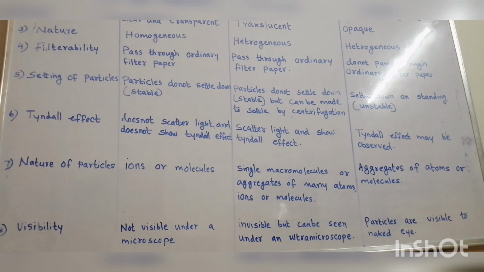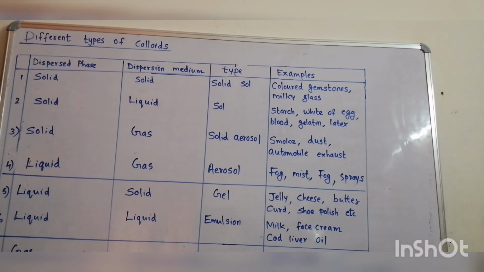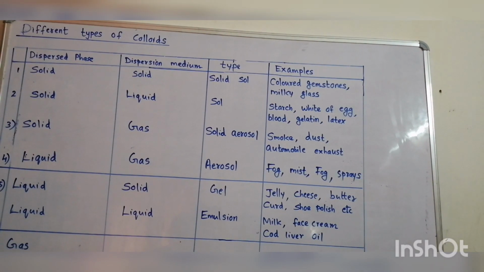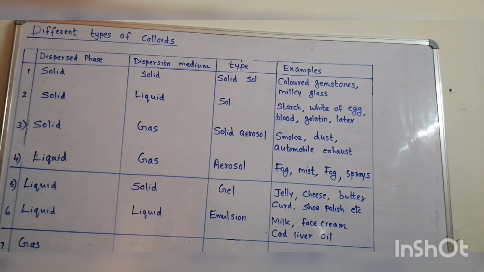In a true solution, the particles are not visible under a microscope. Colloidal particles are also invisible but can be seen under an ultramicroscope. And in the case of suspension, the particles are visible to the naked eye. Depending on the states of dispersed phase and dispersion medium, 8 different types of colloids are possible.